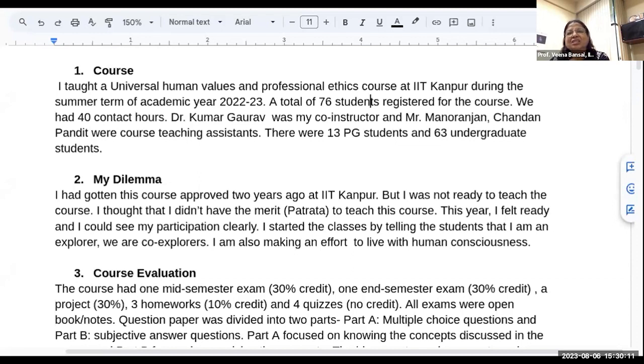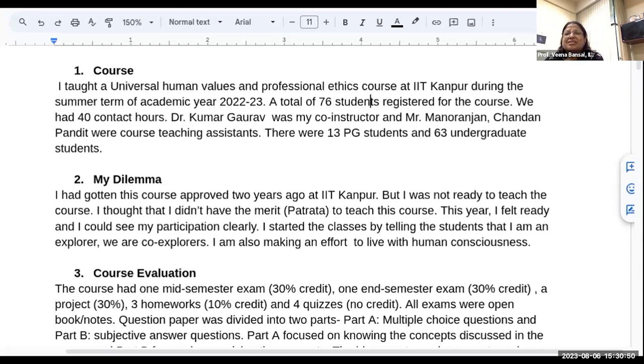So I got this course approved at IIT Kanpur 2 years ago, but I was not ready to teach the course. I thought that I did not have the merit or patrata to teach this course. For this year, somehow I felt ready and I could see my participation clearly. So I offered this course and I started the class telling the students that I'm a co-explorer. It's not that I'm able to live according to what we are going to discuss in this course, but I'm making a sincere effort to live with the human consciousness.